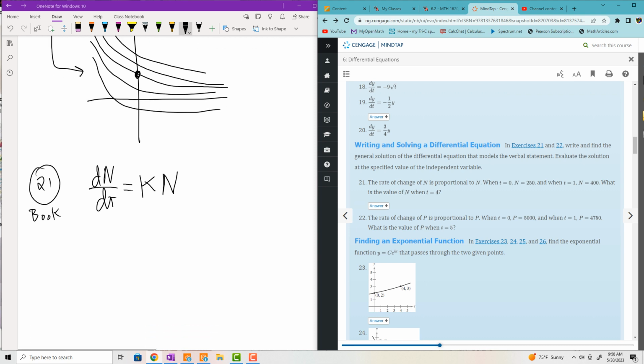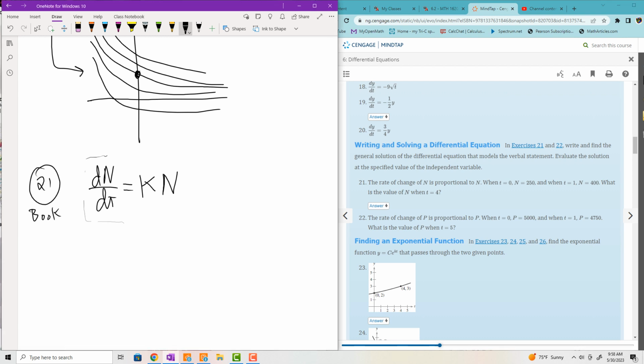But anyways, the rate of change of n is proportional to n. That's this differential equation. That will resolve in one of our exponential expressions. Then they give you a bunch of initial conditions. T equals 0 when big N equals 250. T equals 1, then big N is 400. And they want to know the value of n when t is 4.